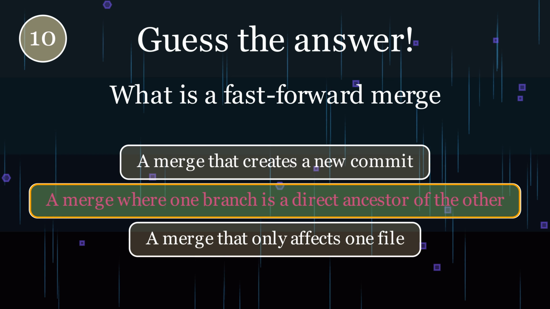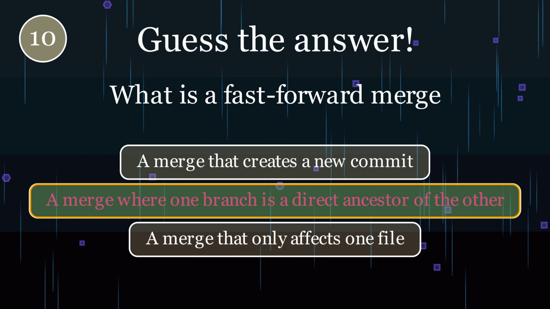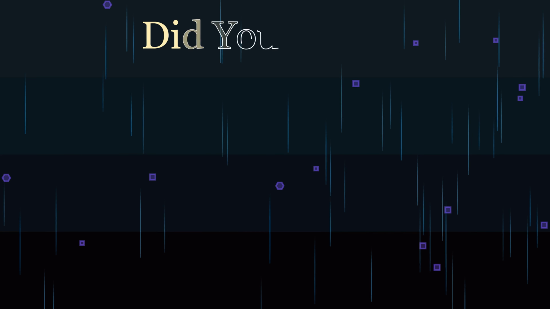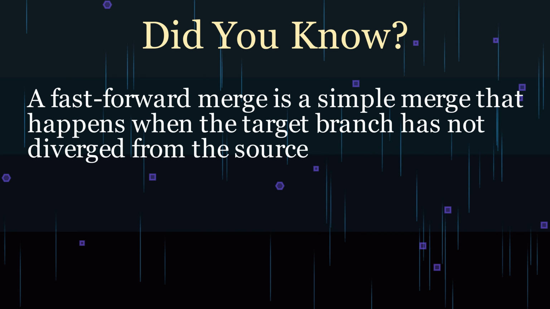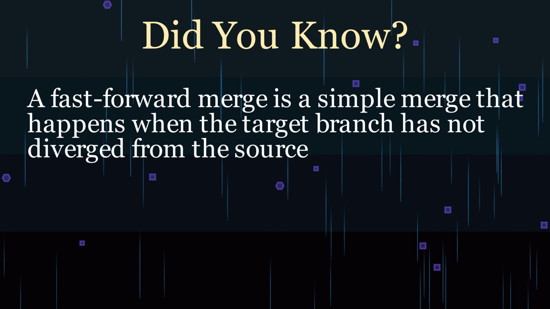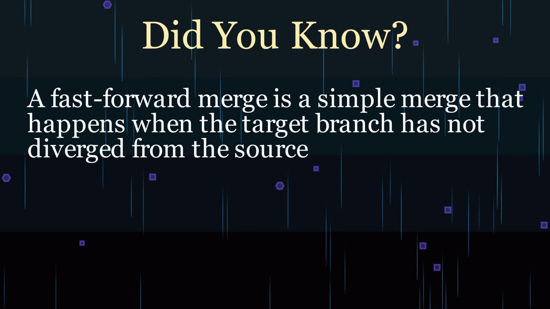The correct answer is, a merge where one branch is a direct ancestor of the other. Here's a nugget of wisdom, a fast-forward merge is a simple merge that happens when the target branch has not diverged from the source.